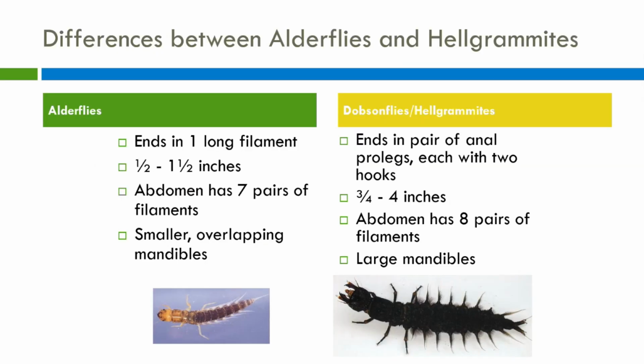So to summarize the differences between the alder flies and the Dobson flies, they both have those lateral filaments along the abdomen. The Hellgrammite will have eight pairs of those filaments. The alder flies will have 7 pairs of those filaments. The Dobson fly will have the 2 prolegs at the end of the body. The alder fly will have 1 tail at the end of the body. But the first thing that you see if you were to see these next to each other is the size difference. The Dobson flies are much larger generally than the alder flies.